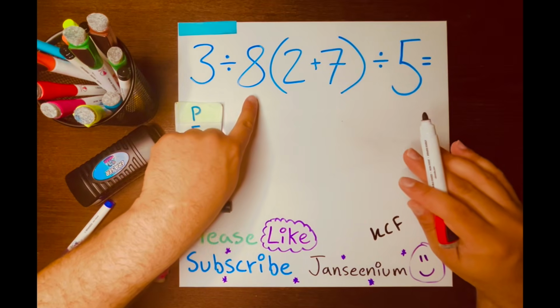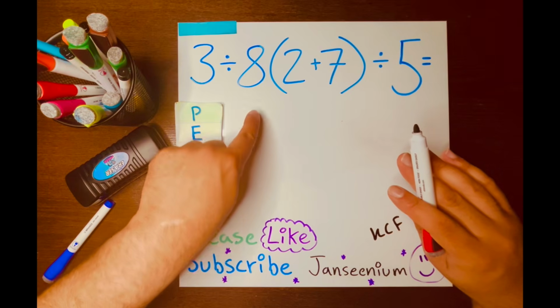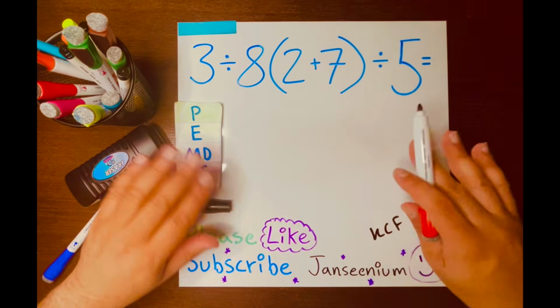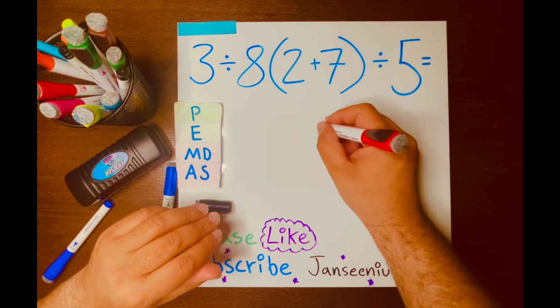Hi everyone, don't start with 8 times 2 and then 8 times 7, or 3 divided by 8 gives you 0.375 and then you multiply it with 2 and 7. No, that is wrong. Don't do that. You are starting with 2 plus 7, which gives you 9.